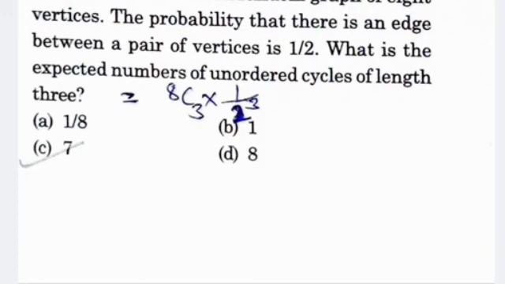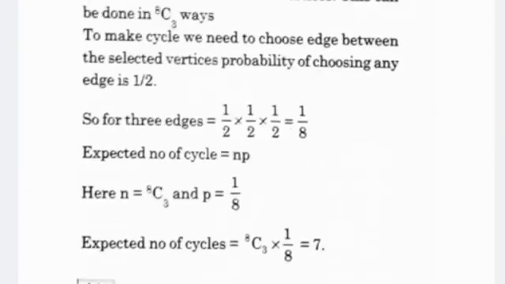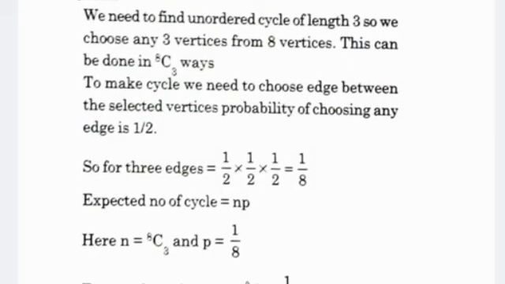Consider an undirected random graph of 8 vertices. The probability that there is an edge between a pair of vertices is 1 by 2. What is the expected number of undirected cycles of length 3? There are four options. Option A, 1 by 8; option B, 1; option C, 7; and option D, 8. Now come to the solution of this question.